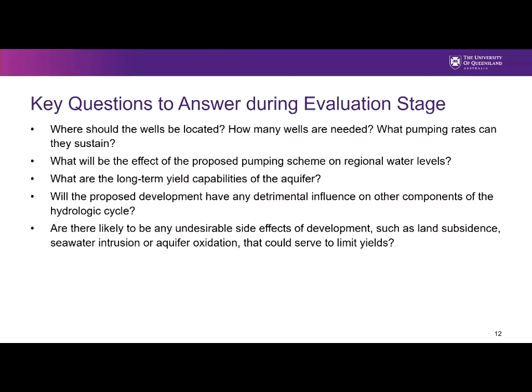So that's a list of the quick questions when you do the evaluations. Where should the well be located? How many are needed? Pump test rates sustained? The pumping scheme, yield, or influences. So it's also economical and environmental. And what are the side effects? So those are the important ways to evaluate, if we want to exploit the groundwater, what would be the side effects? Right, so that's basically a background of the evaluations.